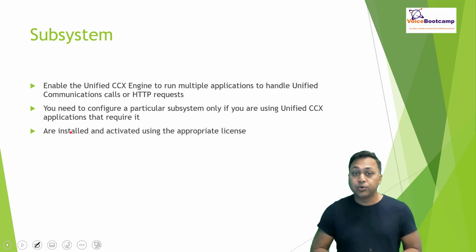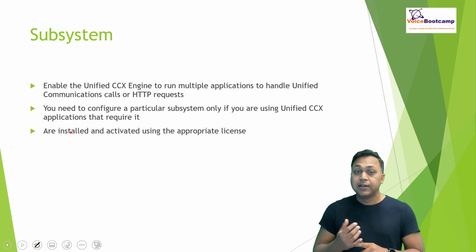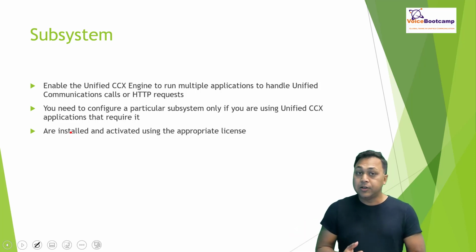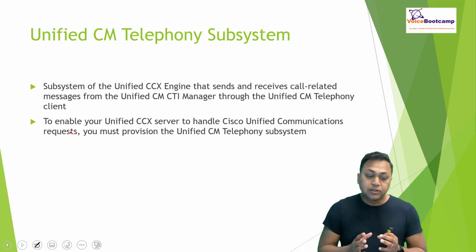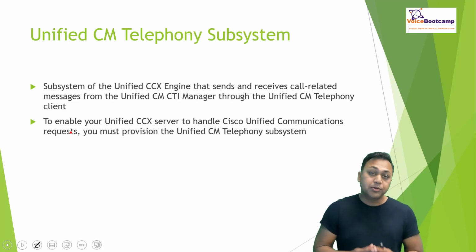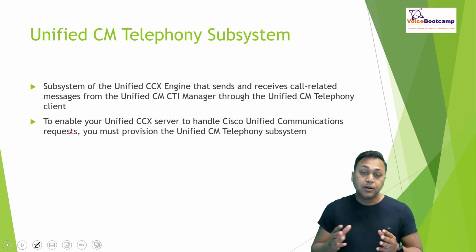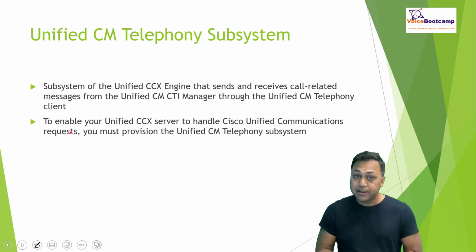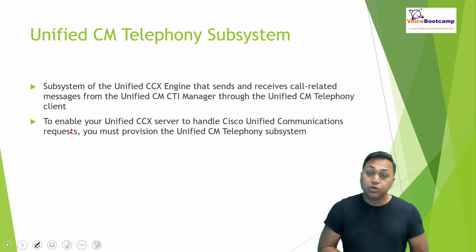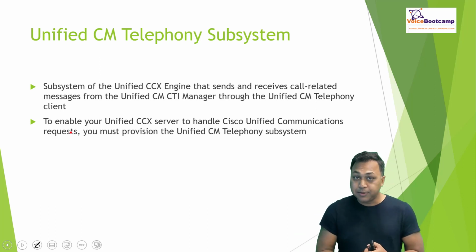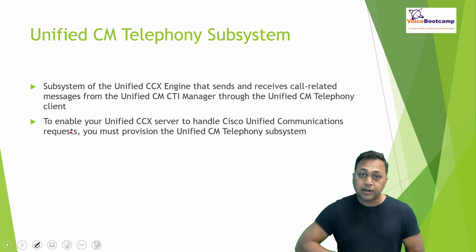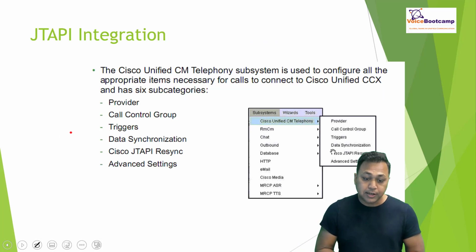Subsystems allow you to run multiple engines such as ACD engine, JTAPI, RMCM engine, which is for managing agents, queue. You've got database engine, you've got email, etc. So CM telephony subsystem is probably the most important engine, which will basically send and receive calls and messages from the call manager, CTI manager into the UCCX. To enable that, you already provided the IP address of your JTAPI and the RMCM through our initial setup.